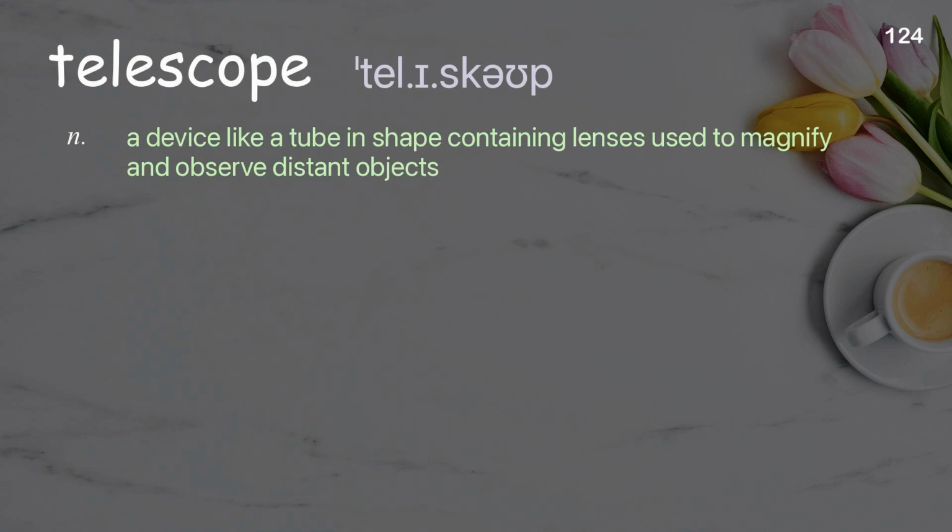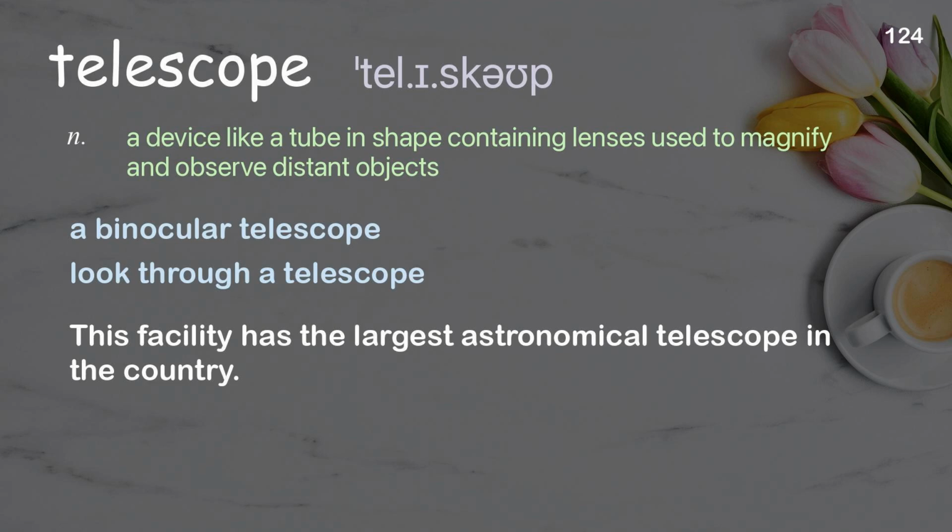Telescope. A device like a tube in shape containing lenses used to magnify and observe distant objects. Examples: A binocular telescope. Look through a telescope. This facility has the largest astronomical telescope in the country.